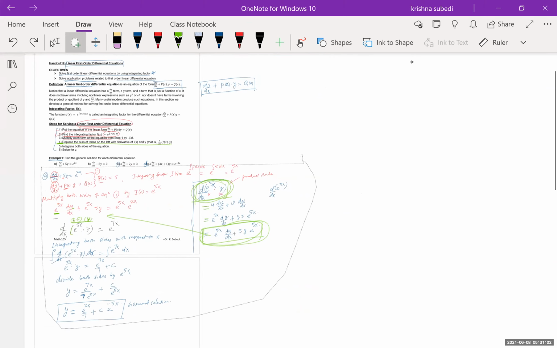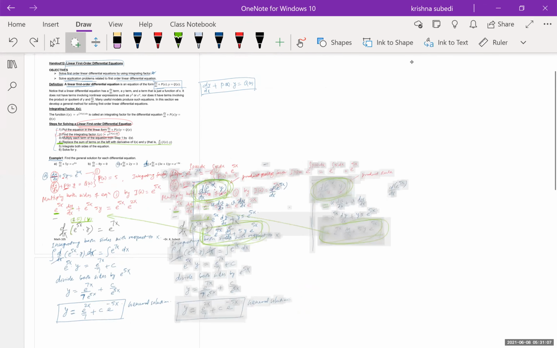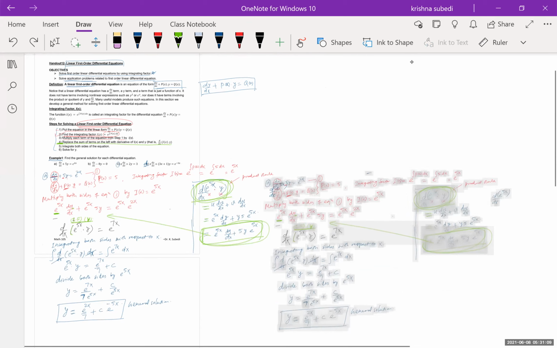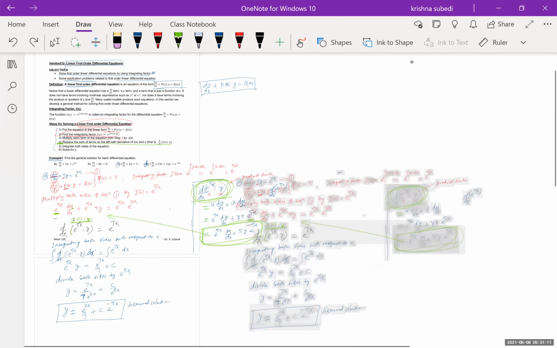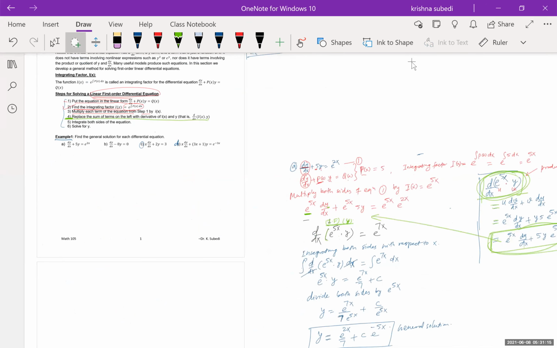I'm gonna, just give me 1 second. I'm gonna push this there because I need that space. Okay, there we go.